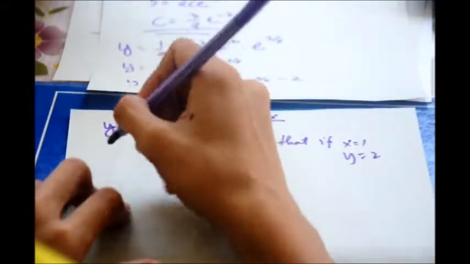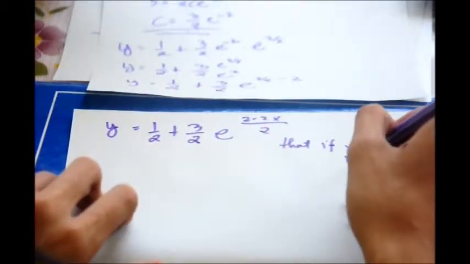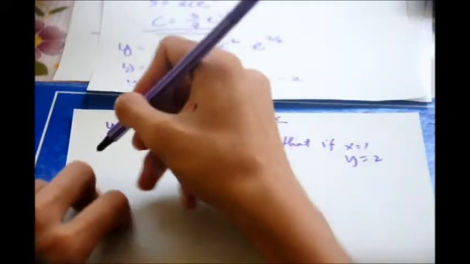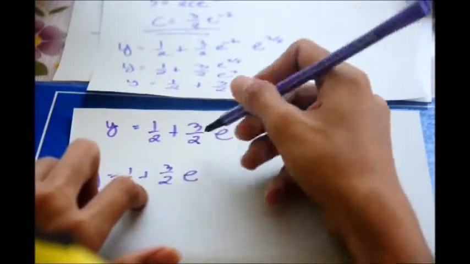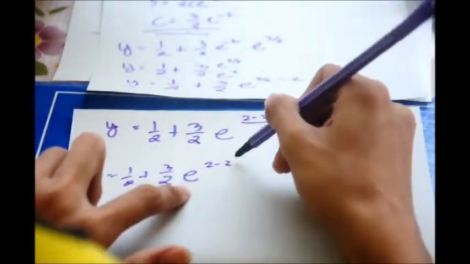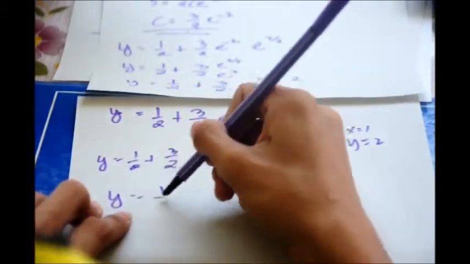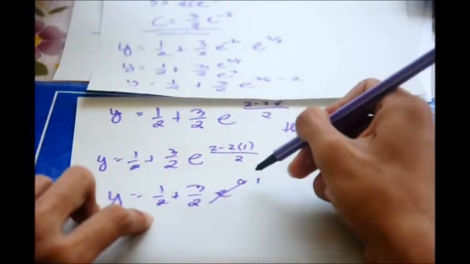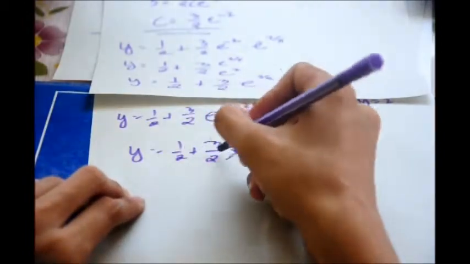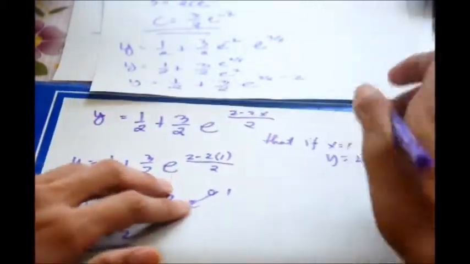And we have to check that if x equals 1, it should be that y is equal to 2 also. So y equals 1 half plus 2 halves. Then 2 minus 2 times 1. Y equals 1 half plus 3 halves e to the 0. So e to the 0 is 1. So 1 half plus 3 halves is equal to y equals 2, which is true that when x equals 1, y equals 2. Here's the next problem.